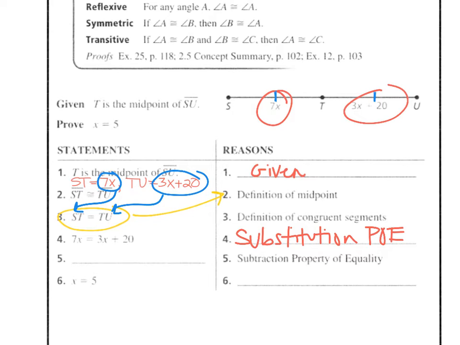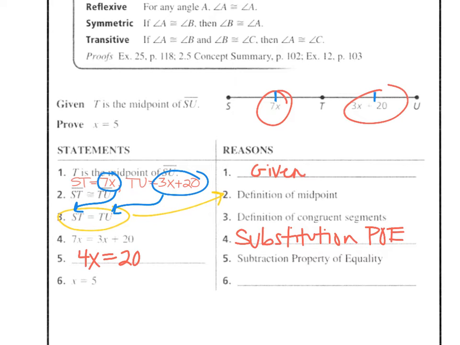Next thing it says is that we subtract. If we think about it, what could you possibly be subtracting in this? Yeah, so if I subtract 3x from 7x, what do I have for my next equation? 4x equals 20. Yep, 4x equals 20, because we're subtracting 3x on both sides. So that's the subtraction property of equality.